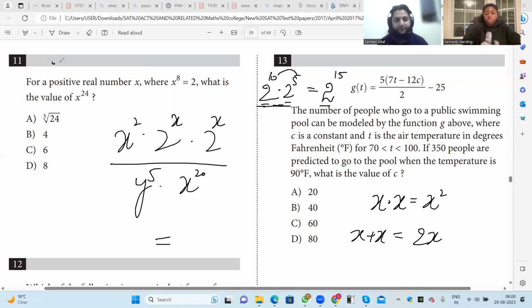Now, if I'm having 2 raised power a times 2 raised power a, you're having same bases in multiplication. So you'll be keeping the base as it is, and you'll be adding the powers, a plus a. That's how much? 2a. Correct. Now, if you're having 2 raised power x times 2 raised power x, what you'll be having? 2x. You'll be keeping the base as it is and then adding, 2 to the power 2x. Correct. You're right.